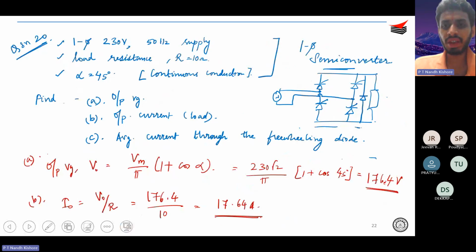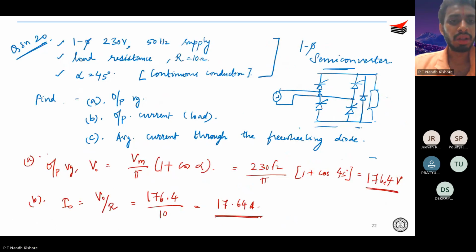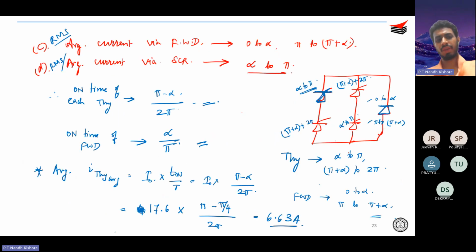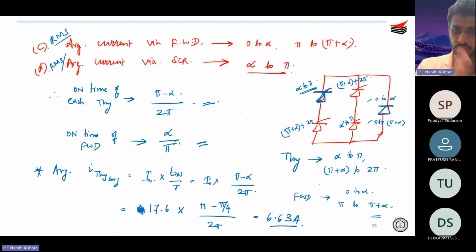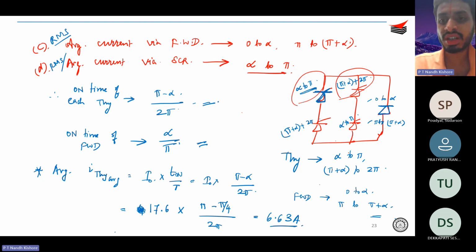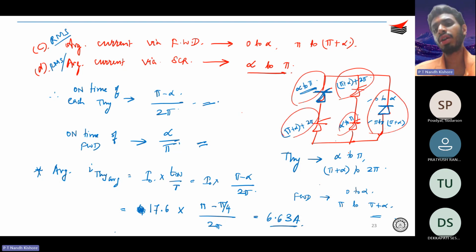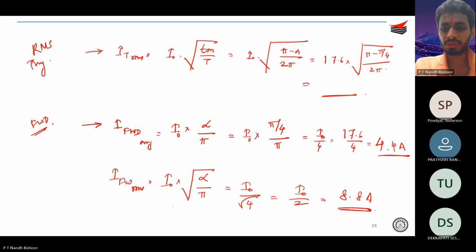So in this question, what did we see? We took up a semi-converter. We found out the average output voltage, which is Vm by pi into 1 plus cos alpha. We found out the output current. And then we found out the average current through the freewheeling diode, RMS current through the freewheeling diode, average current through the thyristor, and RMS current through the thyristor. You need to find out for what duration the thyristors are on and the freewheeling diode is on. Okay. So till this point, is it fine?